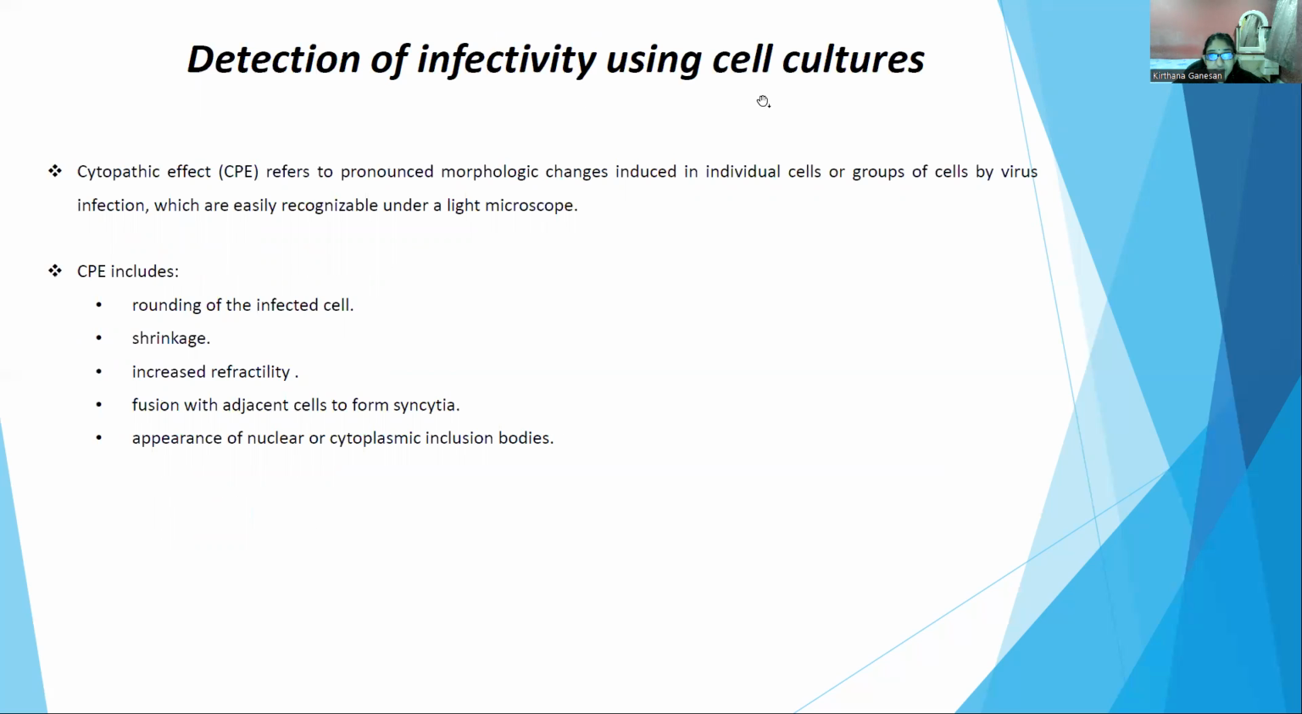Detection of infectivity using cell cultures. The cytopathic effect refers to pronounced morphologic changes induced in individual cells or groups of cells by virus infection, which are easily recognizable under a light microscope. The cytopathic effect includes rounding of the infected cell, shrinkage, increased refractivity, fusion with adjacent cells to form syncytia, and also the appearance of nuclear or cytoplasmic inclusion bodies.